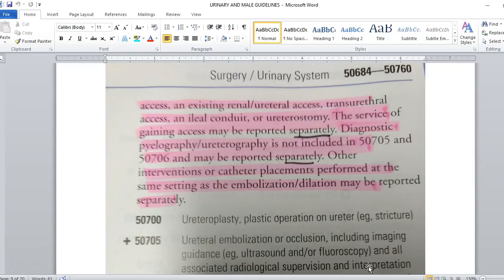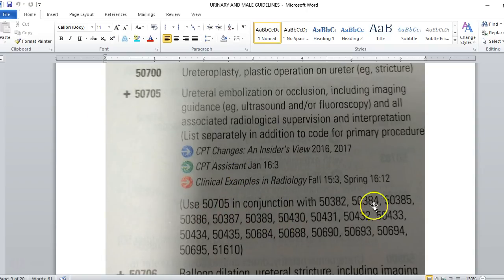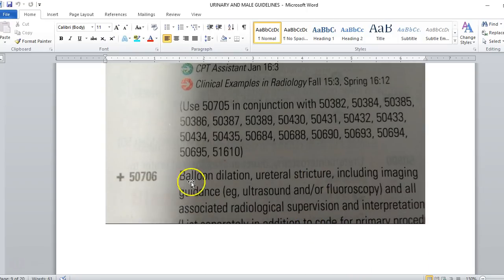Okay, so again, we're adding these codes on to other procedures. Other interventions or catheter placements performed at the same setting as an embolization or dilation may be reported separately. So again, they're really just talking about these two codes. So again, we use 50705 with all of these, and we can use 50706 with all the codes they go underneath. So again, we want to keep in mind, what are we doing in addition to? Remember, if your code descriptor does not fully explain what we're doing for the procedure, we may have to add another code, and in this case, the code may be an add-on.